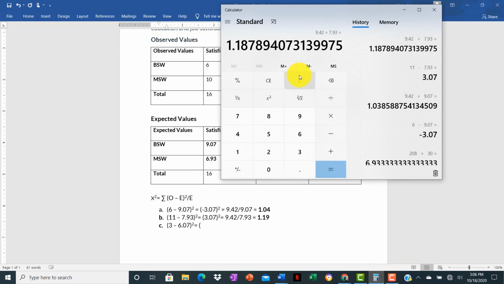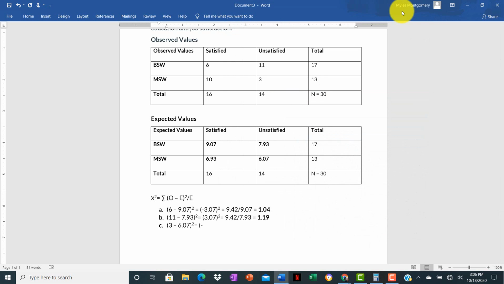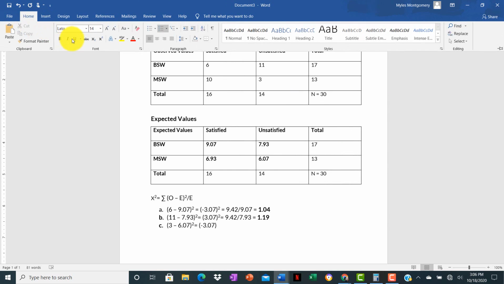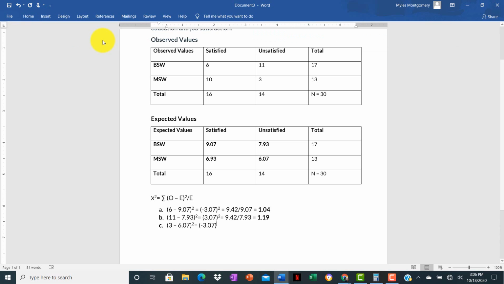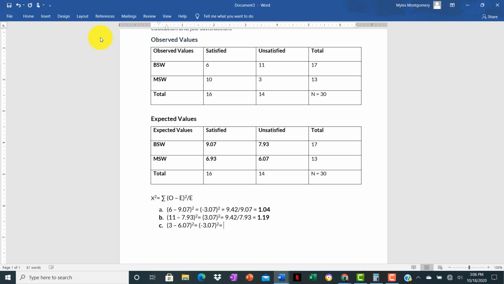Okay. And we'll do that by using our calculator. 3 minus 6.07 equals, okay, how about that? Does that look familiar to you? Okay, 3.07. Okay, and because we know it needs to be squared, I'll go ahead and do that for you now. Okay, there it is. Okay, and equals, well, remember what it was before? I got news for you, it hasn't changed. It's the same, only the thing that has changed is the expected value. The expected value here for this particular cell, okay, is 6.07.